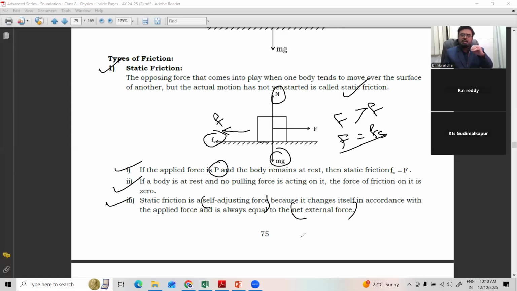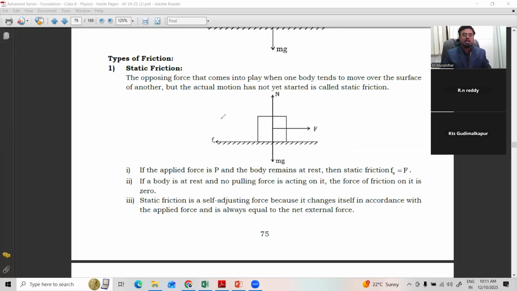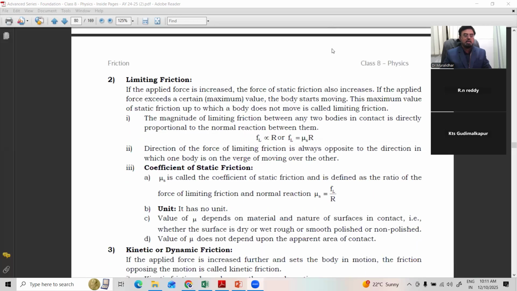Unless the body is moving, the force is called static friction only. Once the body starts moving, the frictional force will decrease. But as long as a body is at rest, the frictional force comes into play on the body. Right? As we move forward.